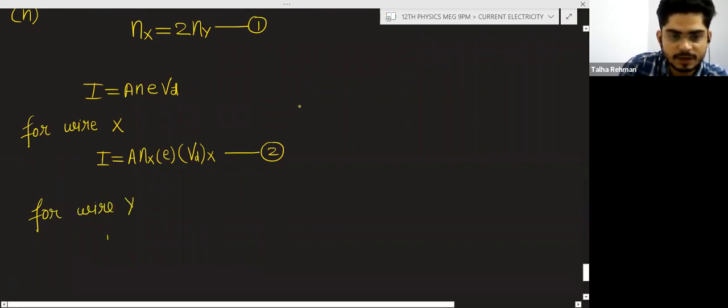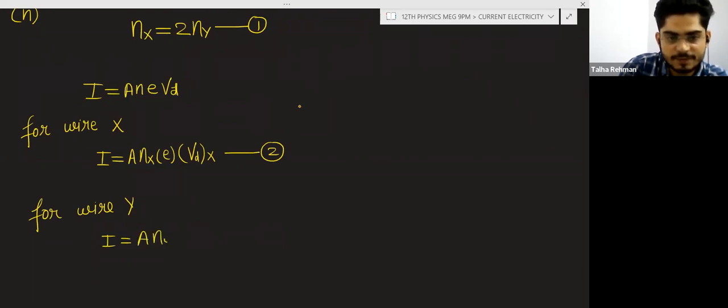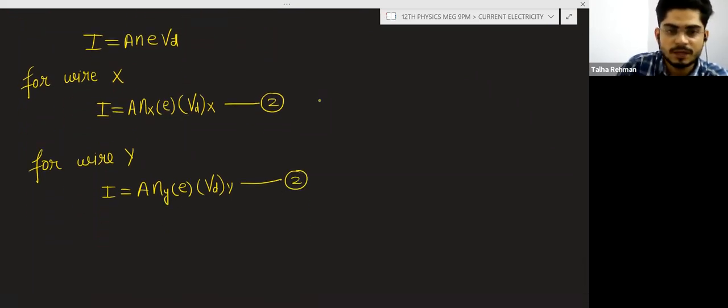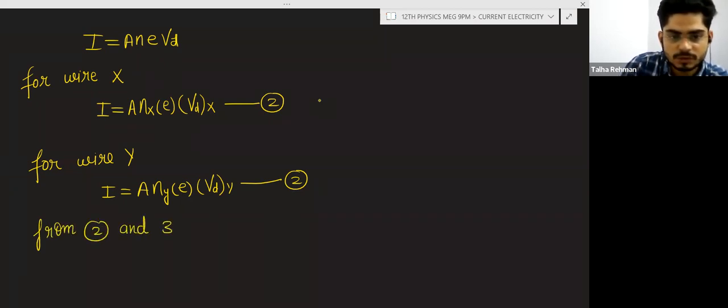For wire Y, current is this, area is same, n_Y, charge on electron, drift velocity in Y. This is equation 2. So this is I and this is I. Equate equation 2 and 3. From equation 2 and 3, you can equate this.